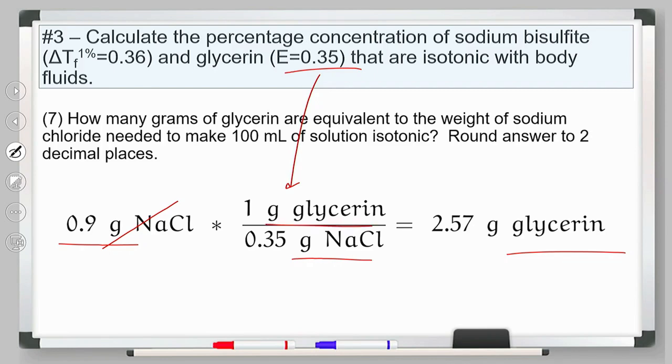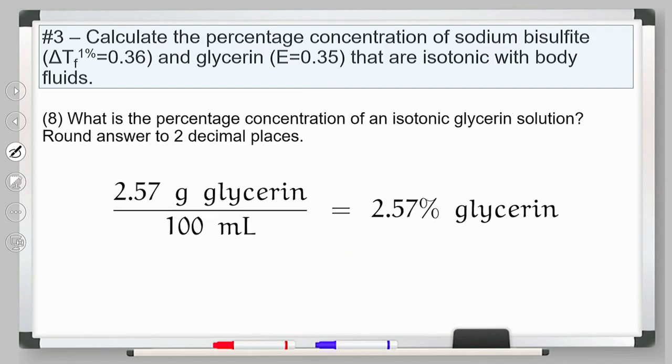You see where the E value can convert grams of sodium chloride to grams of drug, or grams of drug to an equivalent amount of sodium chloride. That's why the E value is very important, but you must be able to set up the proportion with these units correctly. That's where it goes wrong most often. So, since it was 2.57 grams per 100 mL, that's 2.57% glycerin. Do you see where we're able to use the E value to come up with isotonic glycerin, and we were able to use the delta TF to come up with an isotonic sodium bisulfate?